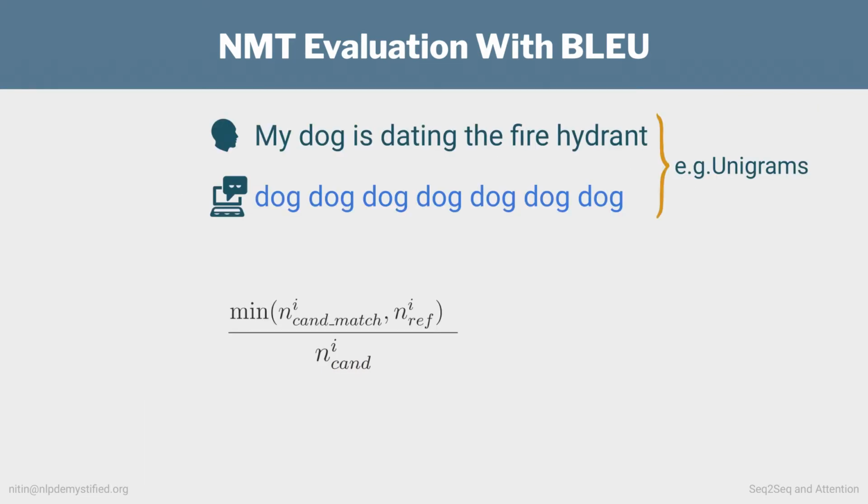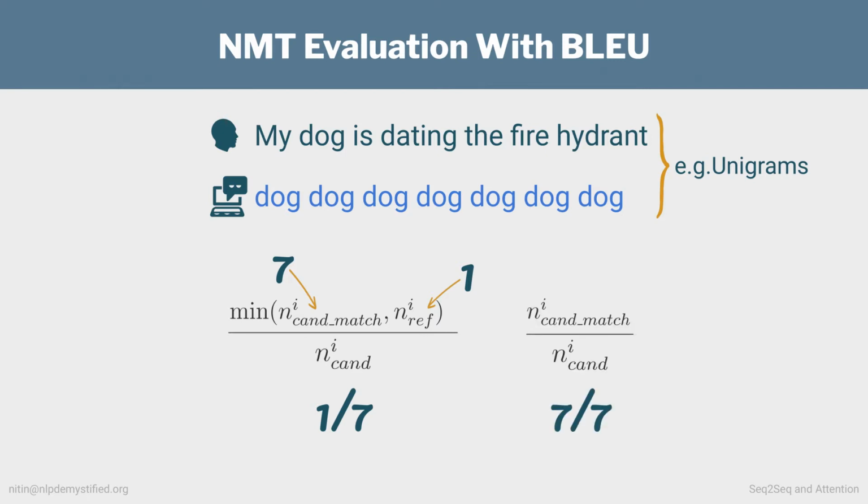Regarding why there's a min in the formula numerator, consider this example where we're looking at unigrams. We have a reference translation, my dog is dating the fire hydrant, and we have a candidate translation, which is just the word dog repeated. Clearly a poor translation. Both the candidate and reference have the unigram dog in it, so there's a match. In the min part of the precision calculation, the frequency of dog in the candidate is 7, while the frequency of dog in the reference is 1. So the resulting precision for this unigram is 1 out of 7, which reflects how bad it is.